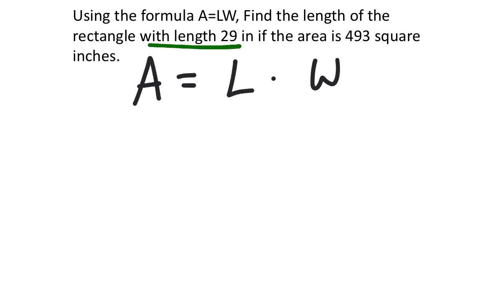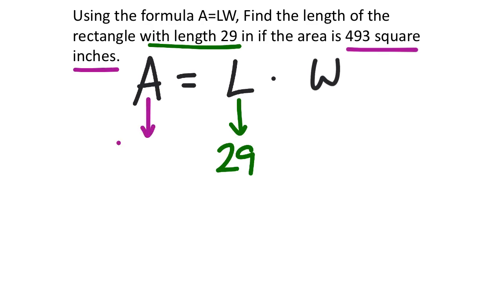Now they gave us the length on this one at 29 inches. So again, in the formula, I would replace the L for length with 29. And then they also said that the area is 493 square inches. So this is not W, obviously. It's not the width. It's just the area on this one, 493. So I replace A with 493. Now writing this out, what I end up with here, as you can see, 493 equals 29W. So that's 29 times the width.